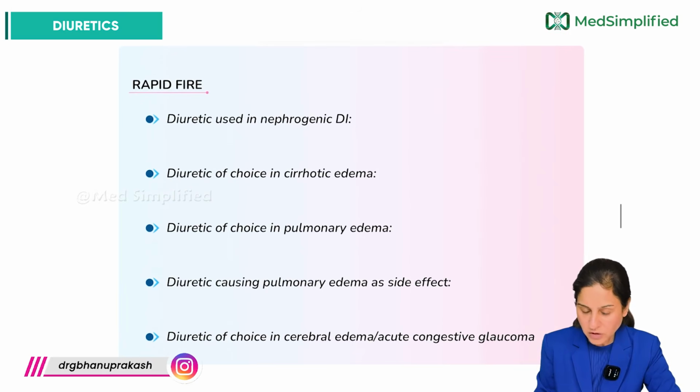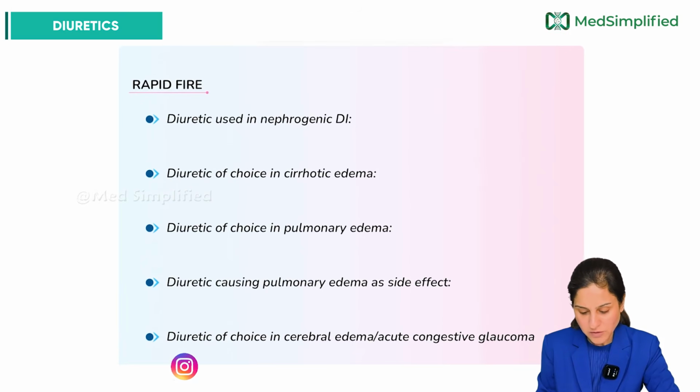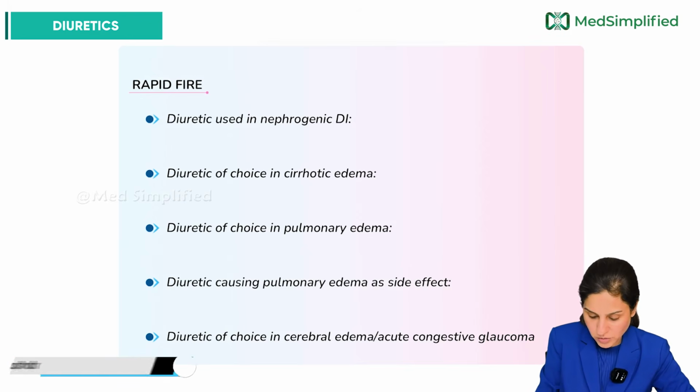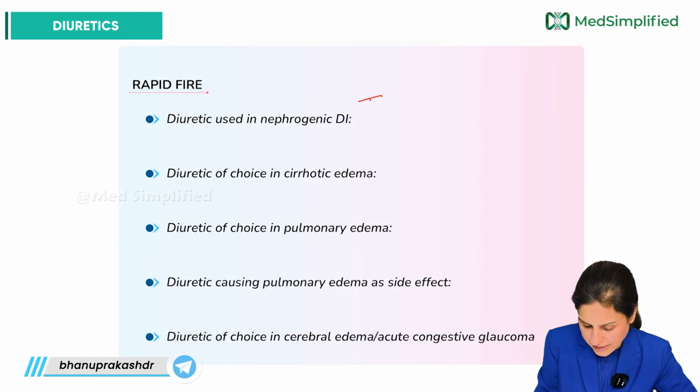So rapid fire, just one-liners out of them. What we should know: which diuretic is used in nephrogenic diabetes insipidus? The diuretic used is thiazides.